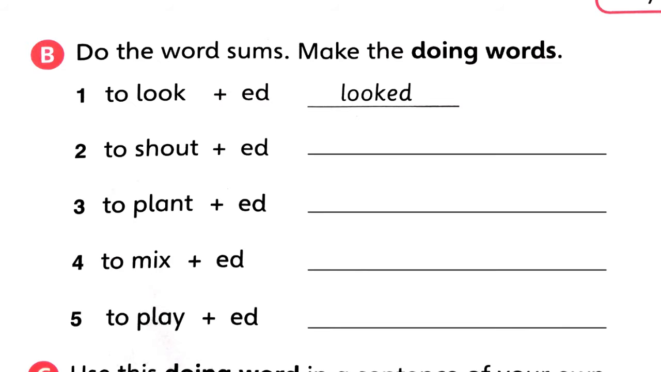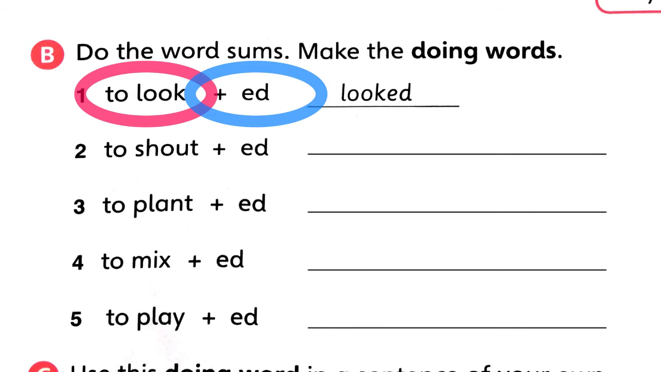Make the doing words. So we have done these word sums before, isn't it? I hope you remember. We did it in our past lessons, how we do these doing sums, no? They give us one word plus another word. So we add those two together and we make a word. Okay, right. So the first one, to look. To look in the past tense becomes looked. No? Now we are writing all these words in past tense.